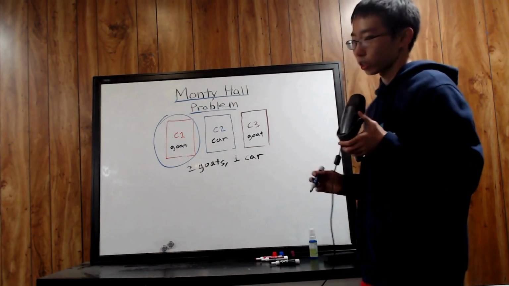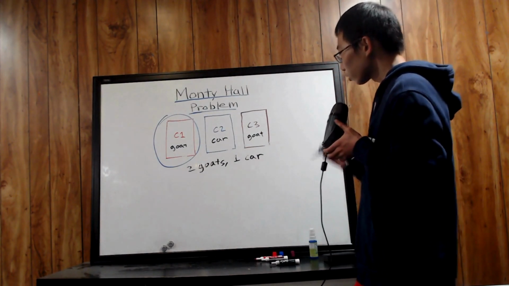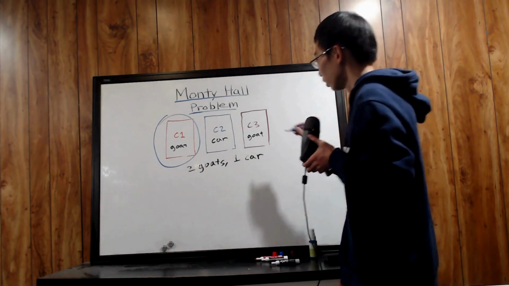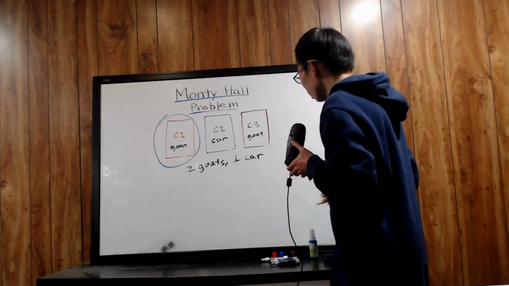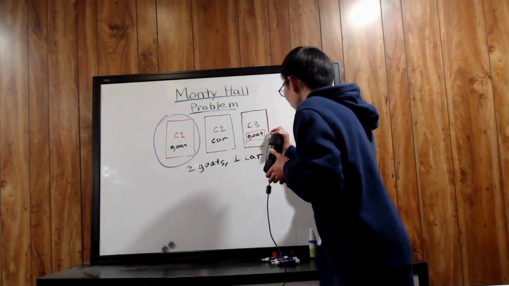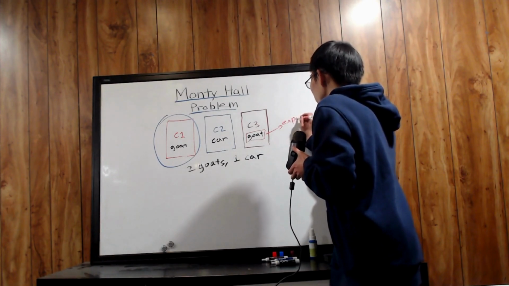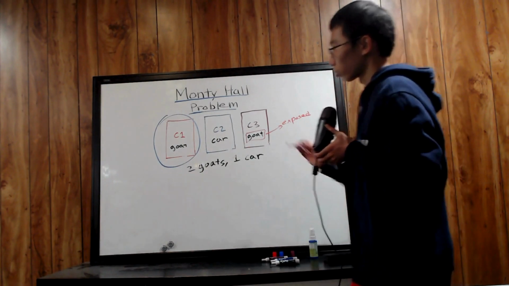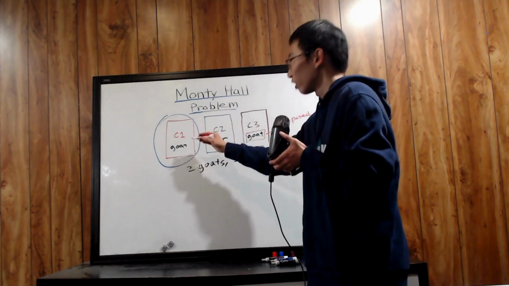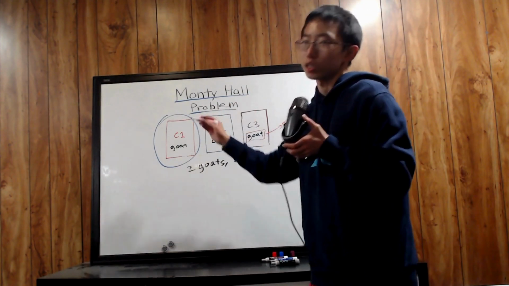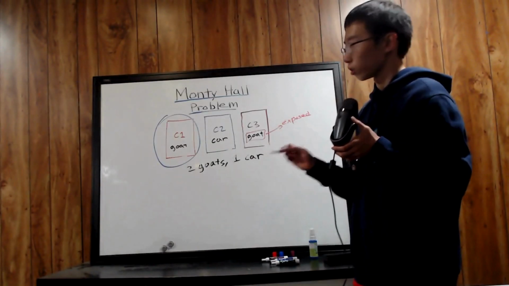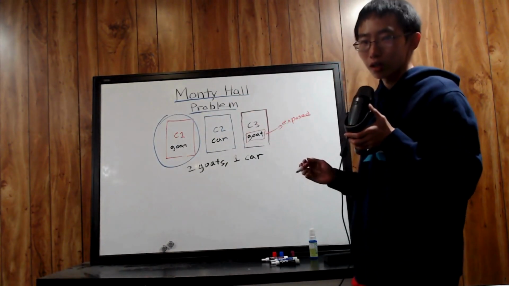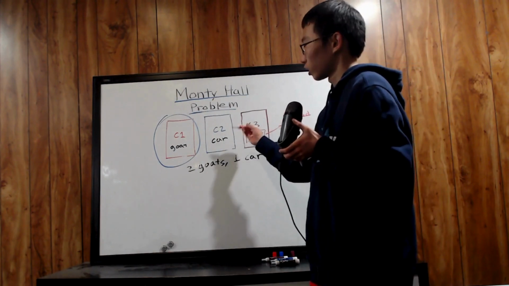Then the host will actually do something unexpected. He's going to reveal another curtain that has a goat. So in this case, he'll reveal C3 to have a goat. So this would be exposed. Then he'll give you a chance to switch from C1 or stick with C1. So what should you do? Should you stick to C1 or switch from C1 to C2?